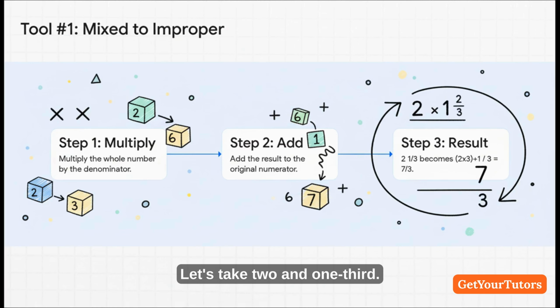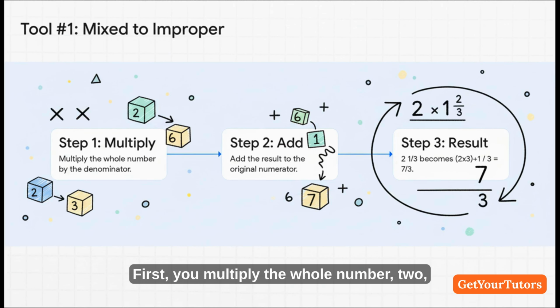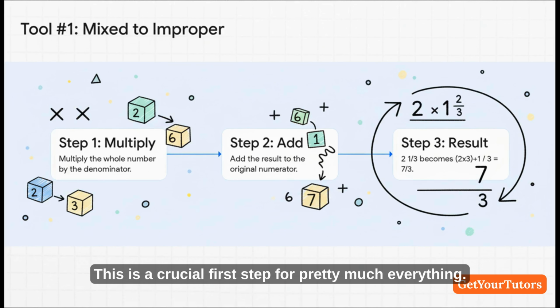Okay, here is your very first practical tool, turning a mixed number into an improper fraction. Let's take 2 1/3. First, you multiply the whole number, 2, by the denominator, 3. That gives you 6. Then you just add the numerator, which is 1, and you get 7. The denominator stays the same. So 2 1/3 becomes 7/3. This is a crucial first step for pretty much everything.